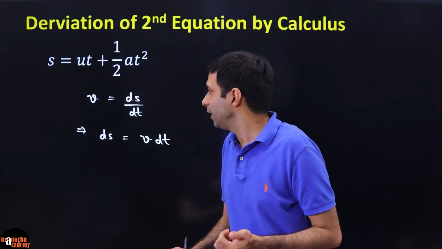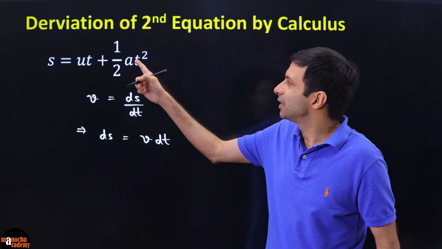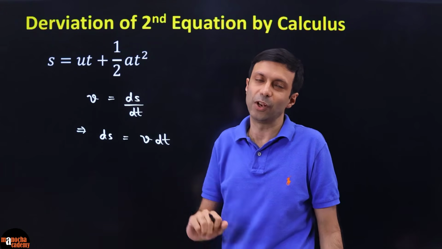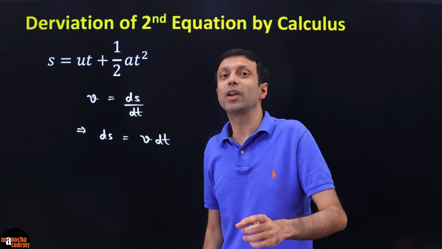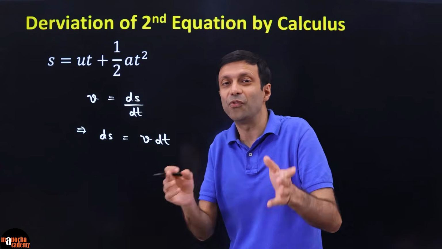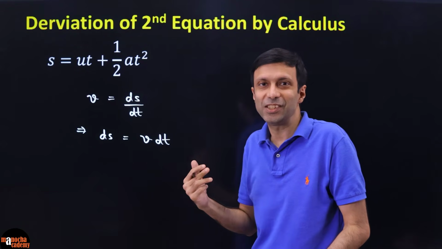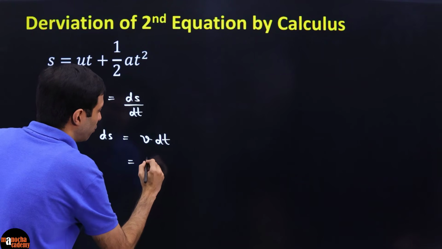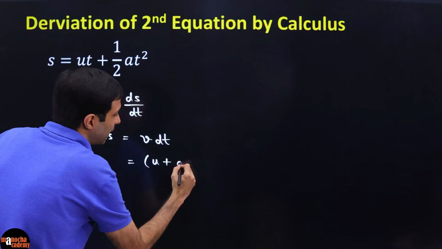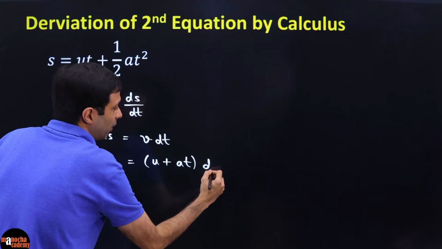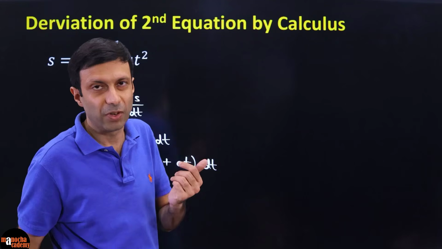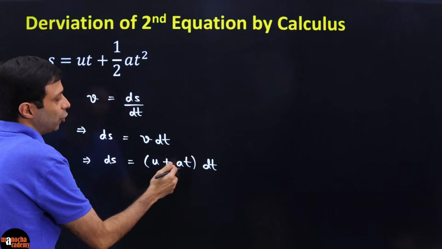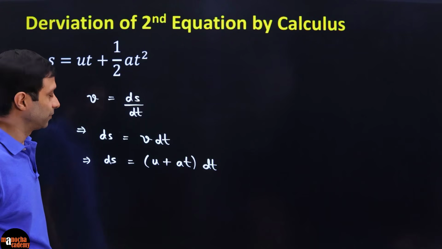Now here we could do an integration, but you can see that the second equation of motion doesn't have v, the final velocity. It has u, the initial velocity. So this is where you can apply your first equation of motion, v equal to u plus at, and change this in terms of u and a. So what you're going to do is substitute v equal to u plus at from the first equation of motion. We are allowed to use the first equation because we have proved it. Okay. So we are getting ds equal to u plus at times dt.